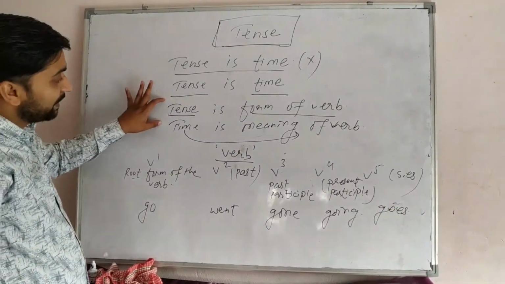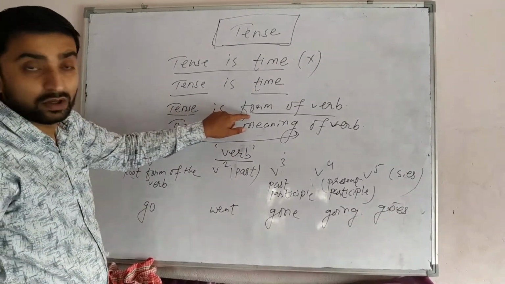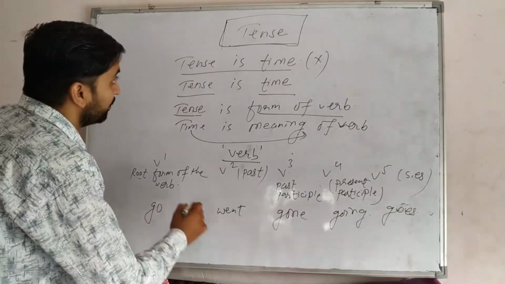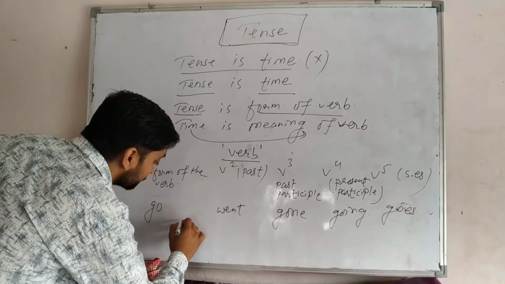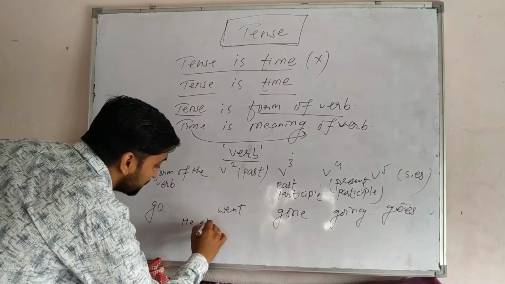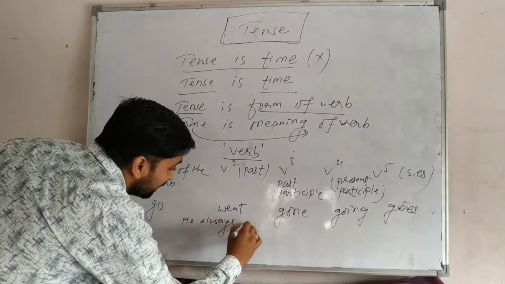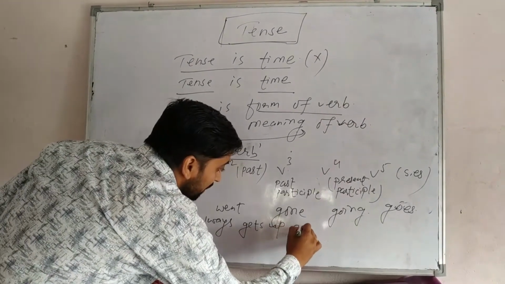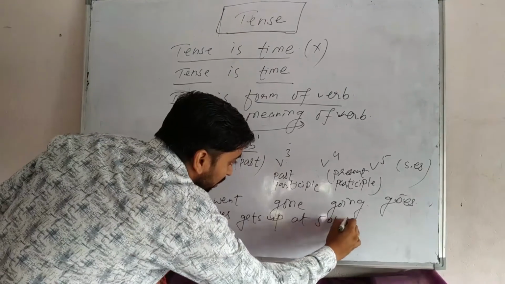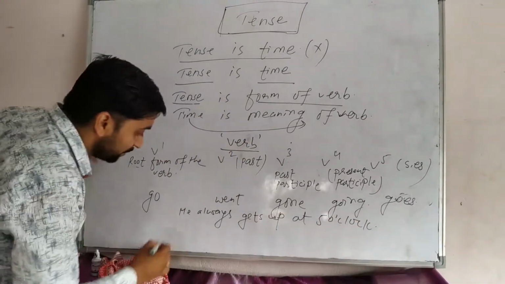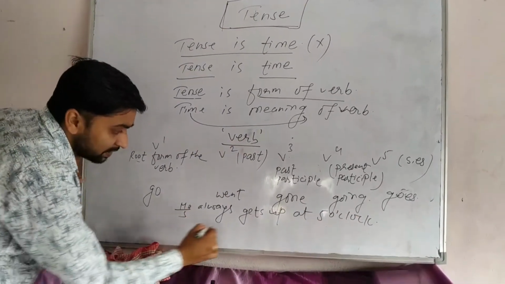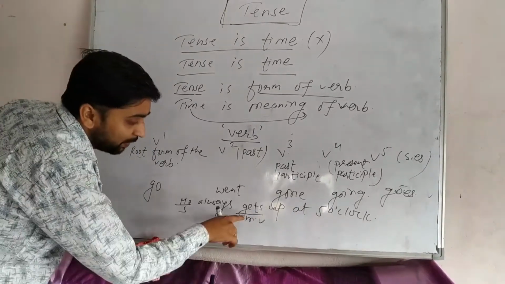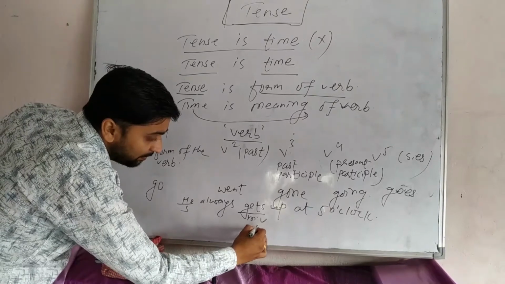So I mean to say here, tense is a form of verb. Tense depends upon these forms of verbs. For example, he always gets up at 5 o'clock. Here he is the subject and gets is the main verb. Which form of the verb is it? It is verb 5.